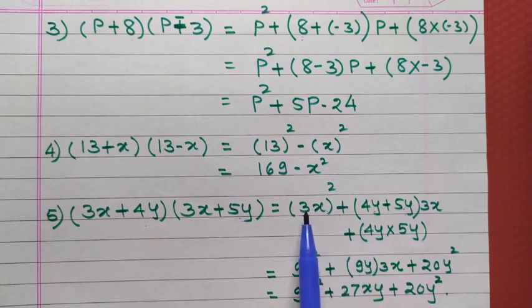Open the bracket. (3x) whole square will give us 9x square plus (4y plus 5y), 4 plus 5, 9y into 3x, plus 4 5s are 20, y into y, y square. 9x square plus 9 into 3, 9 3s are 27. Instead of yx, I should write it as xy, plus 20y square. So this will be example number 5.